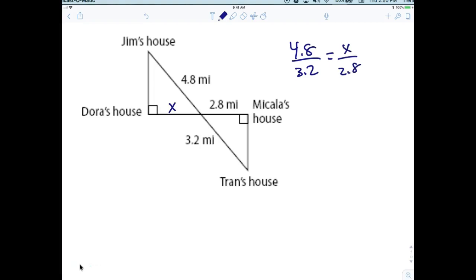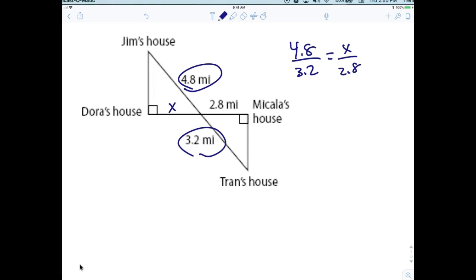Now, just to check you. Does everybody understand now it's not 2.8 over X? Because he did the big to the small. And I meant the big triangle to the small triangle. You with me? All right. Now, I don't really think I need to solve the proportion anymore. I feel good about solving proportions. It's the setting them up that's the problem. Do you agree with me?